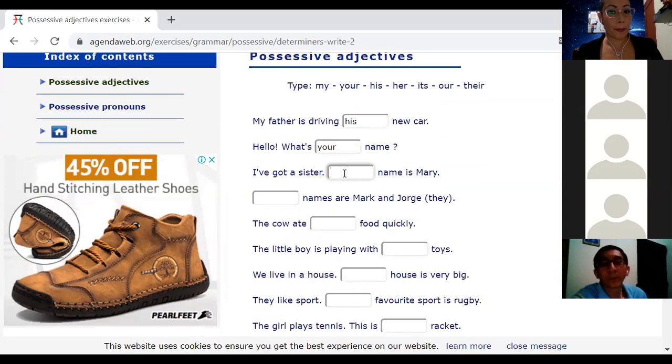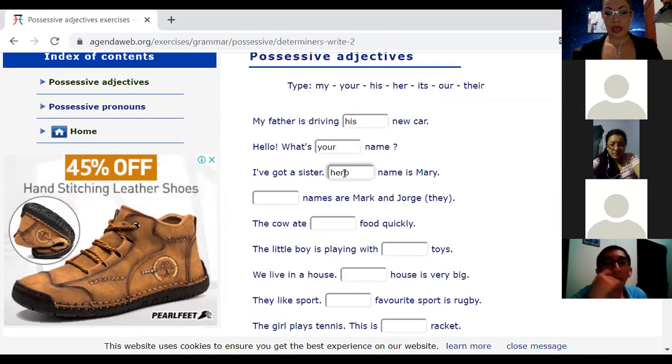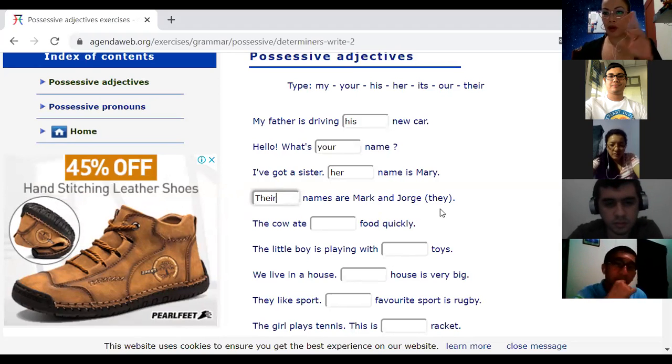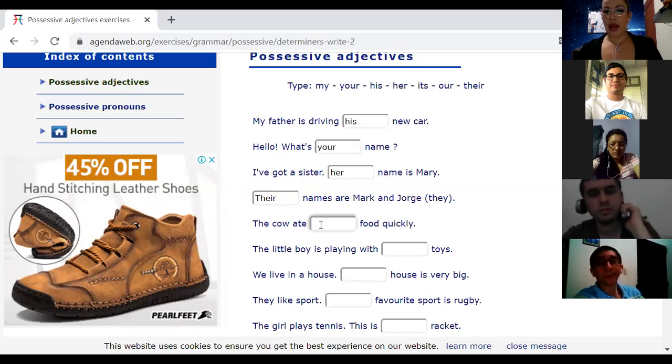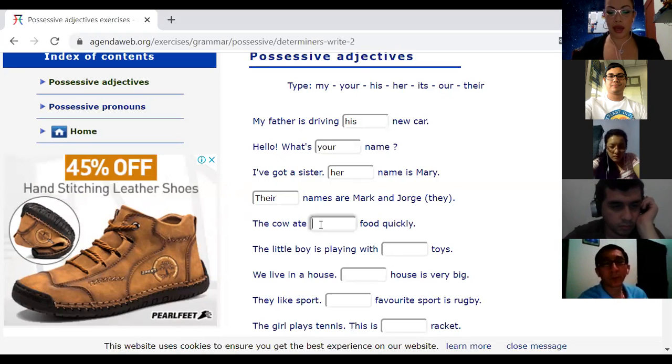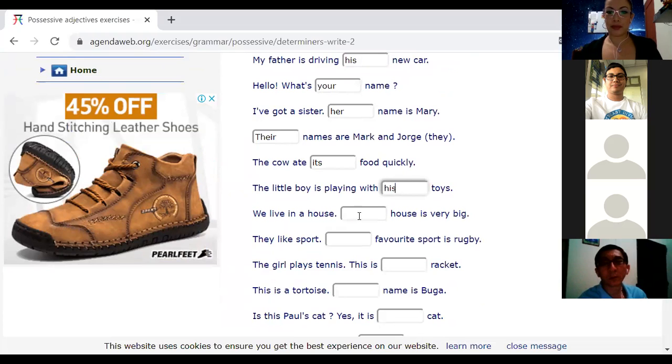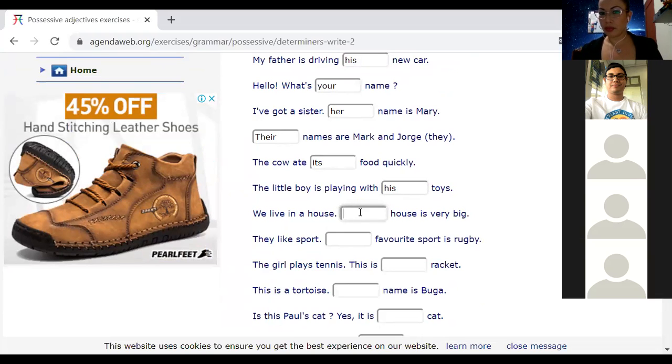I have got a sister. Her name is Mary. Okay, aquí dice names are Mark and George. Porque como me refiero a dos personas, su de ellos, ¿verdad? A Mark y George. Okay, the cow. ¿Qué es cow? It's cookie. The cat ate its food quickly. Okay. The little boy is playing with his toys. His toys. We live in a house. Our house is very big. They like sport.